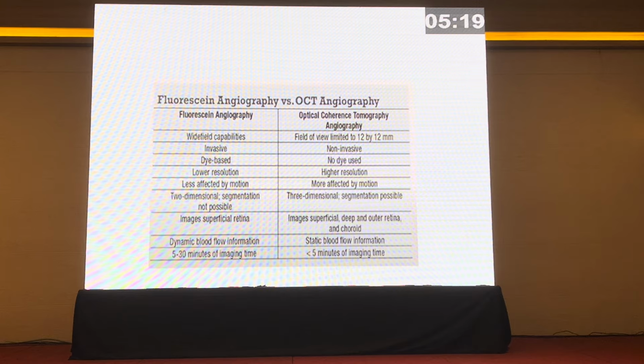This is just a photograph which shows the difference between fluorescein as well as OCT angiography. But in fluorescein, we pick up wide field. In OCT angiography also, wide field machines are available currently, but they are too expensive. Alright.